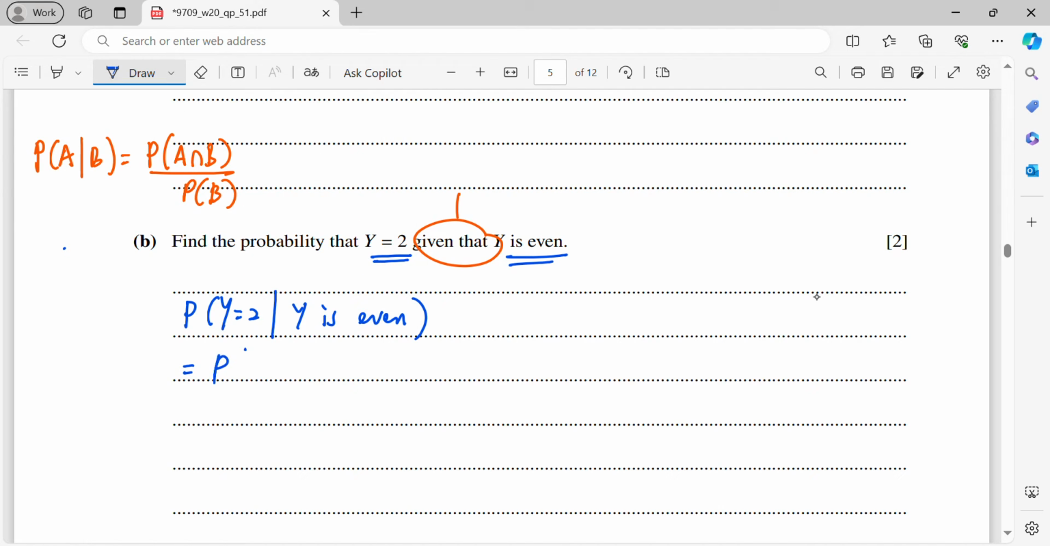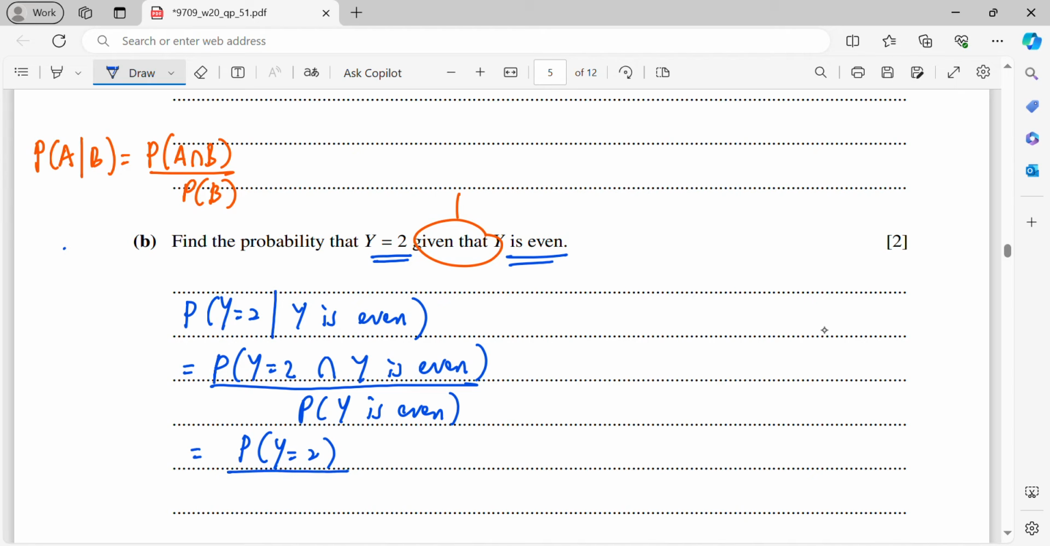It will be P(y = 2 intersects with y is even) over P(y is even). Okay, so when 2 and even, let's check. 2 and even is basically 2. Okay, that is the intersection. Then over P(y is even). Y is even means it can be y equals 2 or y equals 4.